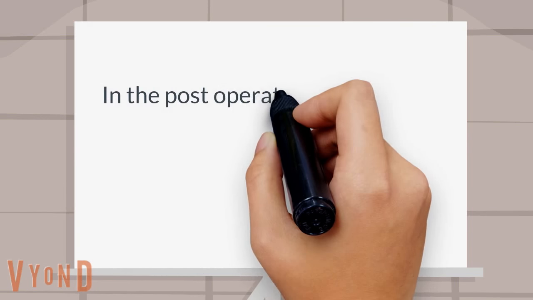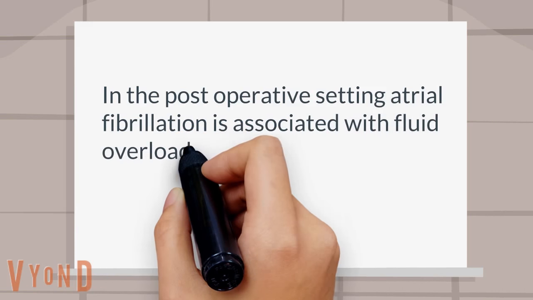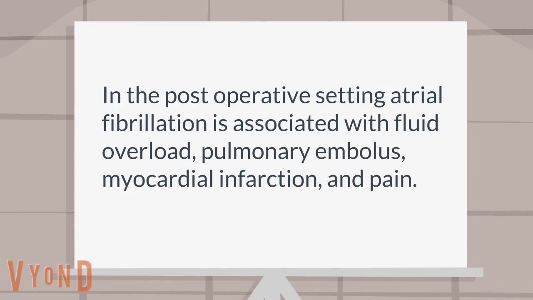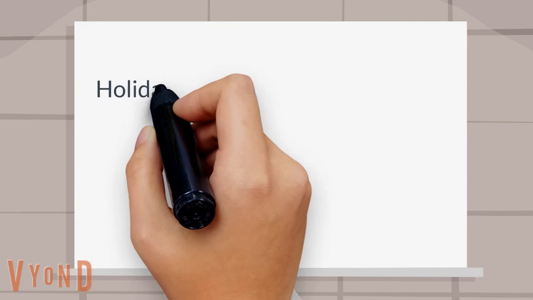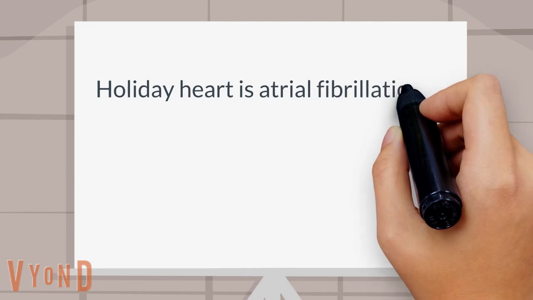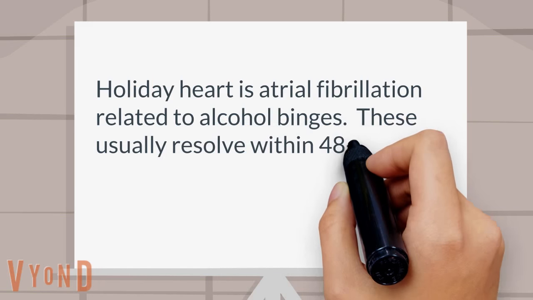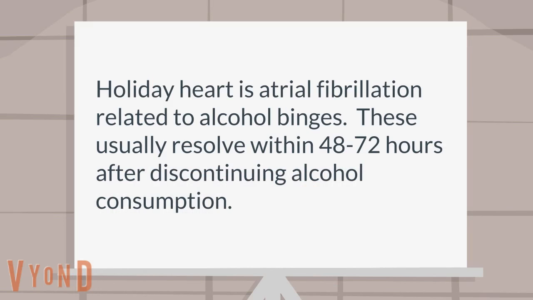What are 4 conditions that commonly cause atrial fibrillation in the post-operative setting? In the post-operative setting, atrial fibrillation is associated with fluid overload, pulmonary embolus, myocardial infarction, and pain. What is holiday heart? Holiday heart is atrial fibrillation related to alcohol binges. These usually resolve within 48 to 72 hours after discontinuing alcohol consumption.